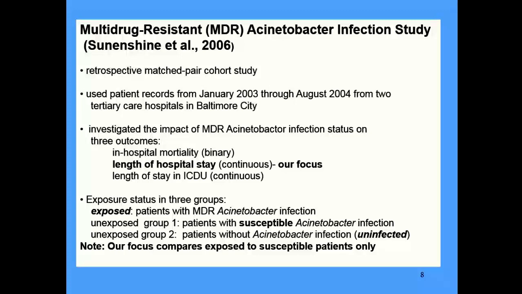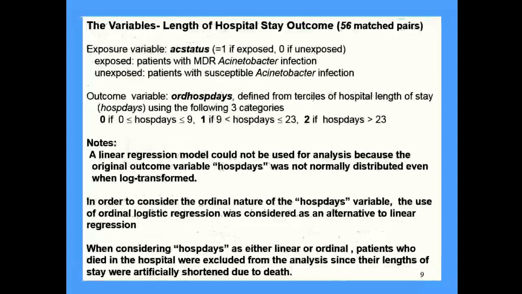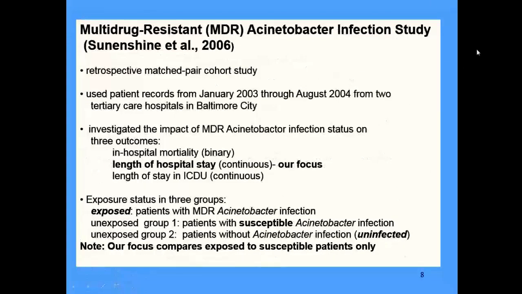So we're comparing exposed to susceptible. There are two categories of exposure. The exposure variable is 1 for exposed, 0 for unexposed. Exposed were resistant, unexposed were susceptible. The outcome variable is ordinal hospital days, defined from terciles of hospital length of stay. That's going to be the outcome variable, length of stay in the hospital.